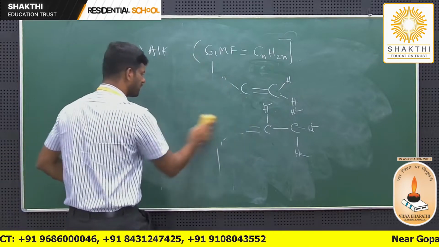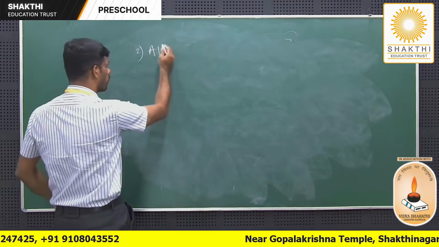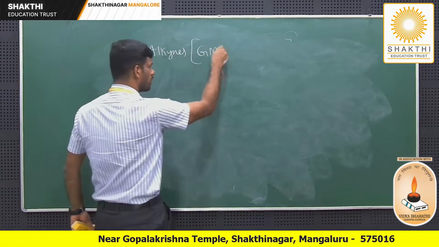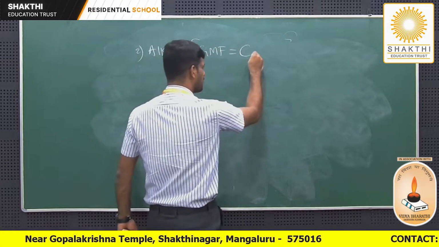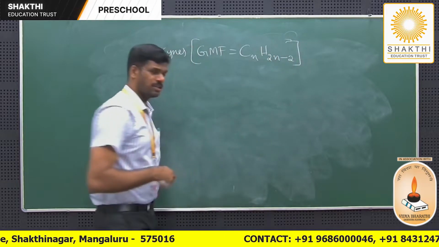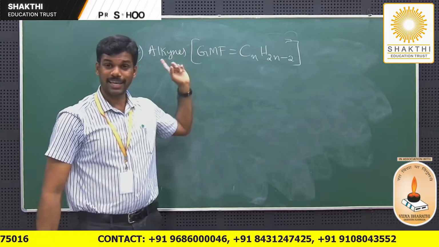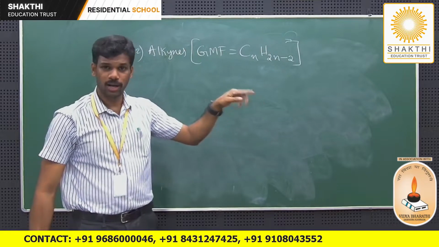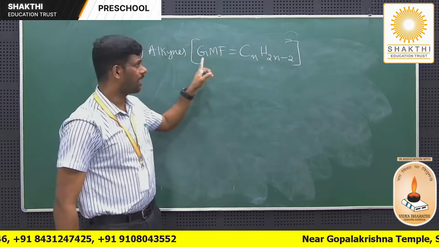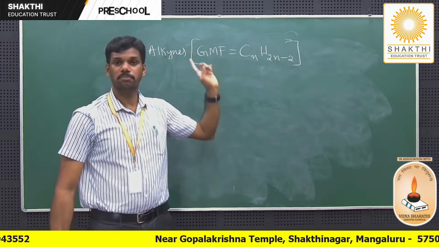I say that is alkynes. Alkynes are actually triple bonded molecules of hydrocarbons. The general molecular formula for alkynes is CnH2n minus 2. Everybody should know that the molecular formula of alkanes is CnH2n plus 2, the molecular formula of alkenes is CnH2n only, and the molecular formula of alkynes is CnH2n minus 2.